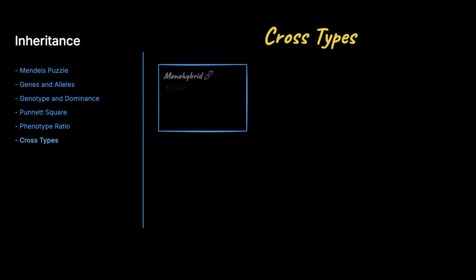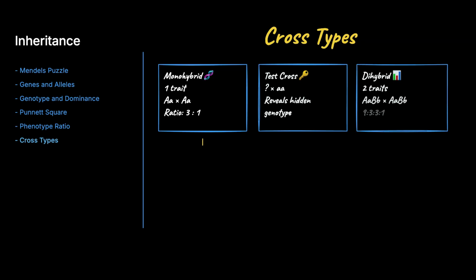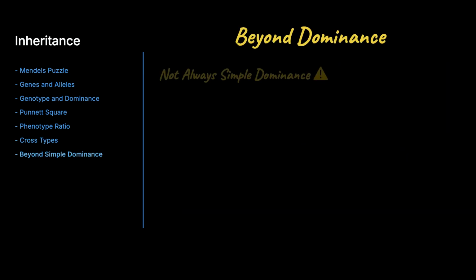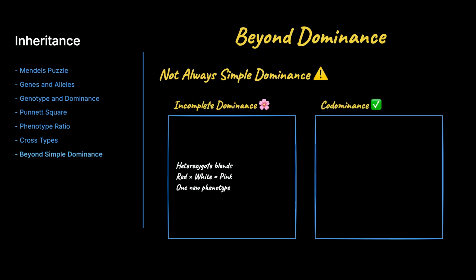A few cross types recur on the test. The monohybrid cross tracks 1 trait and gives that 3-to-1 ratio. The test cross pairs a mystery individual with a homozygous recessive partner to reveal a hidden genotype. The dihybrid cross follows 2 traits and gives the 9-to-3-to-3-to-1 pattern. Recognize those numbers. But here is the part most students miss. Not every trait obeys simple dominance.